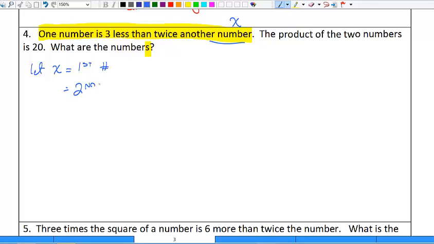So now that I have that comparative statement and I know x is this guy, I need to write the other one. So the other number, or one number, is, I already have that second number, 3 less than, what does than mean? Than means I'm going to switch my order and the -3 actually goes in the back. 3 less than twice another number. So twice the x, 2 times this x, less 3 is the first number.